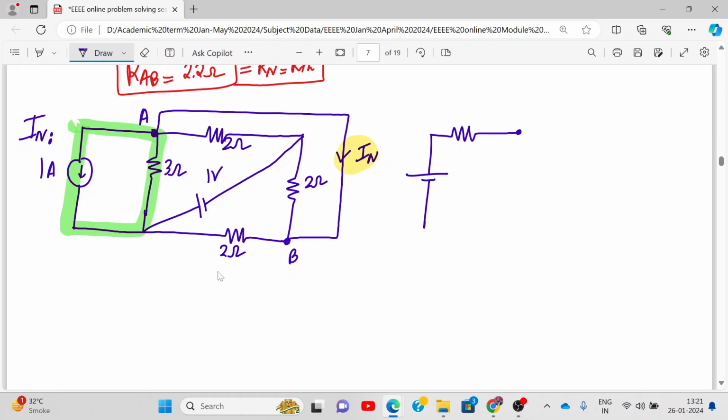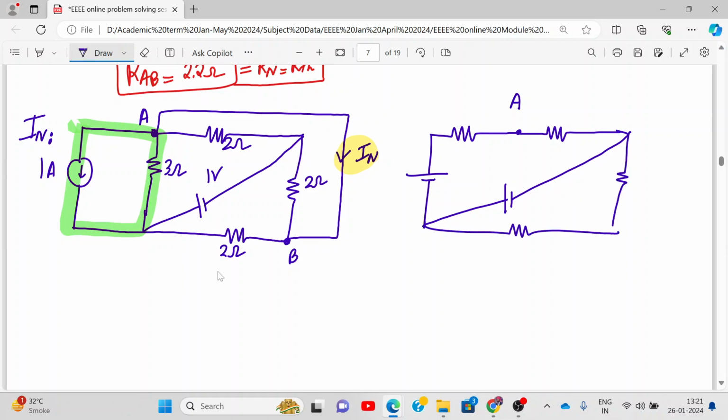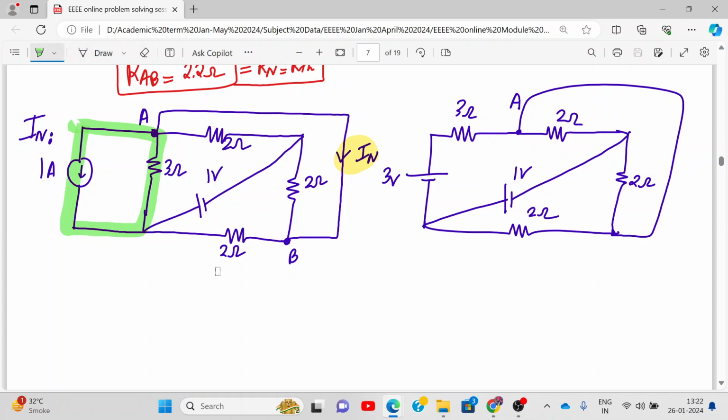Correct? This is A. What will be here? Open, right? Will the diagram be like this? Yes or no? This is 3, this voltage source will be 3 volt. Do you think it will be like this? By source transformation it will become like this?